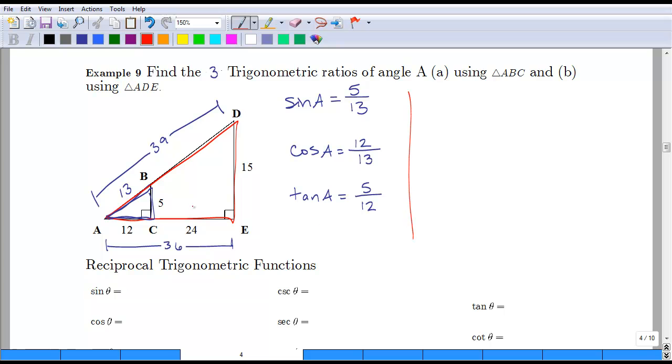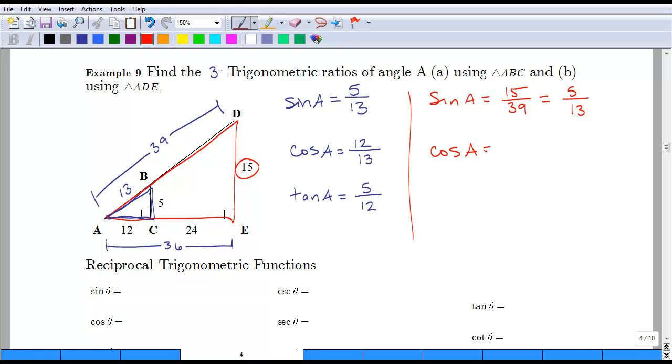Now, if instead we find these ratios, the sine of A, based on the larger triangle, well, opposite is going to be all the way out here at 15, and that hypotenuse is going to be 39. We always want to make sure that we reduce fractions, and in this case these are both divisible by 3, so we end up reducing this to be 5/13, which is the same ratio we had before.